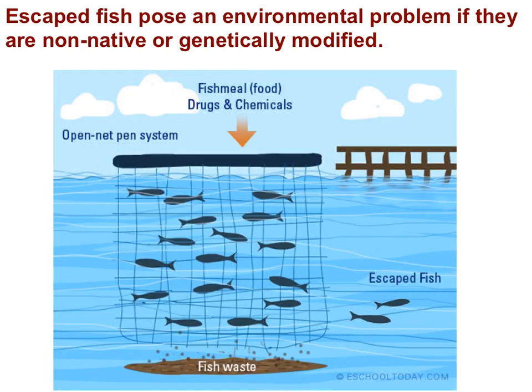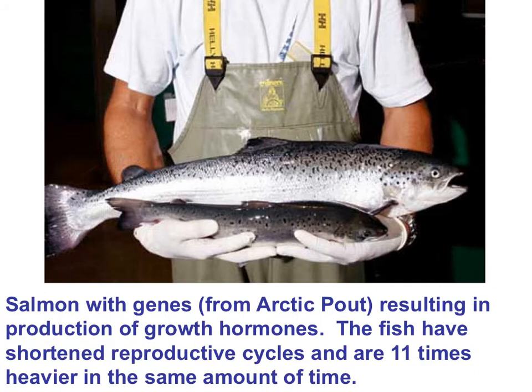Fish that have escaped from the aquaculture pens pose an environmental problem if they are non-native or genetically modified. Non-native species often outcompete local species, driving local species to extinction. Similarly, genetically modified species might outcompete local species due to the introduced genetic characteristics. In this image, we can see the impact of introduced genes.